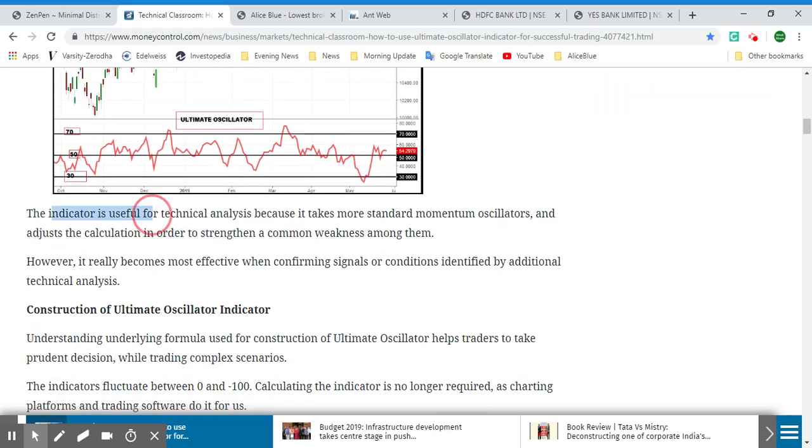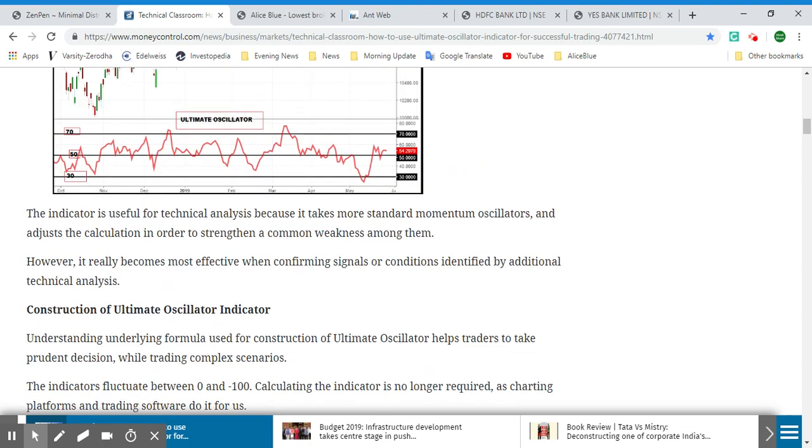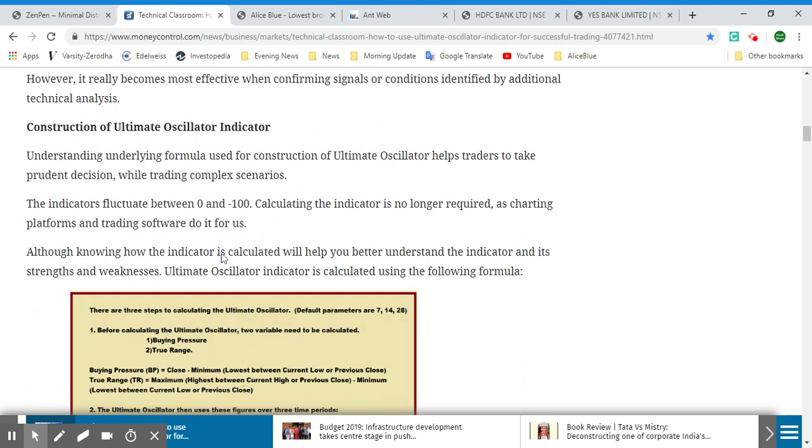Let's see, the indicator is useful for technical analysis because it takes more standard momentum oscillators and adjusts the calculation in order to strengthen a common weakness among them. It becomes most effective when confirming signals or conditions identified by additional technical analysis. So I guess it's better to use the ultimate oscillator with additional indicators.